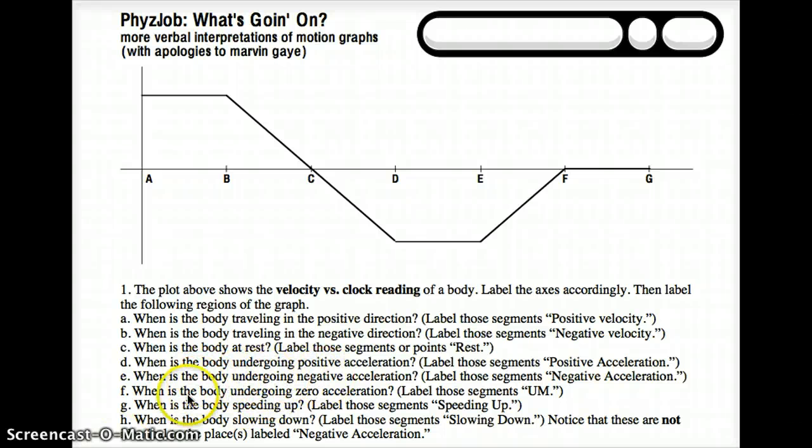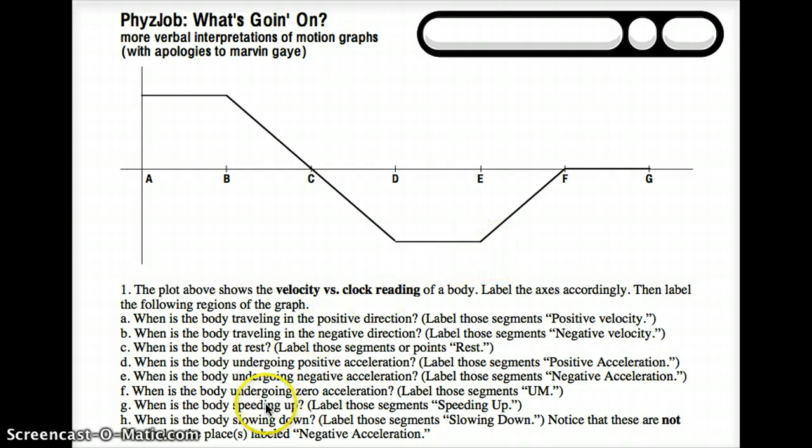When is the body undergoing negative acceleration? Likewise, this is when acceleration, which is the velocity over time, is negative, where the slope is negative. So it's from this region from B down to D. That's when it's undergoing negative acceleration. When is the body undergoing zero acceleration? This happens when acceleration is constant. So the slope here is a zero slope, so from A to B and from D to E, it's a zero acceleration.